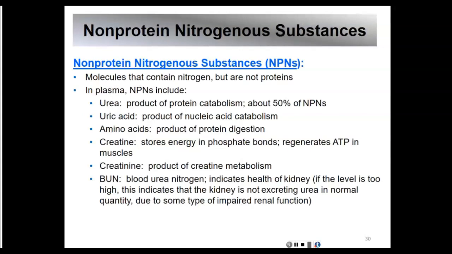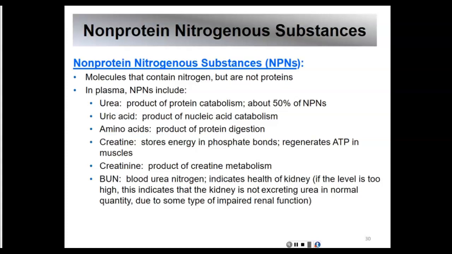These are molecules that contain nitrogen, but are not proteins. In plasma, NPNs include urea, which is a product of protein breakdown or catabolism, uric acid, which is a product of nucleic acid catabolism, amino acids, which are a product of protein digestion, creatine, which stores energy in phosphate bonds and regenerates ATP in muscles, creatinine, which is a product of creatine metabolism, and BUN, which stands for blood urea nitrogen.